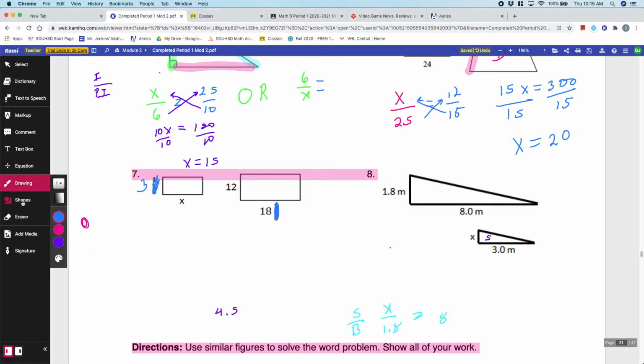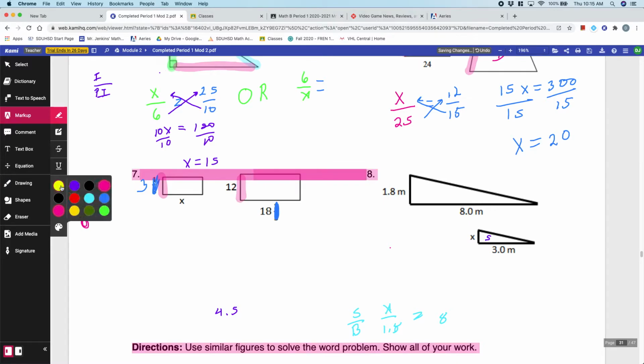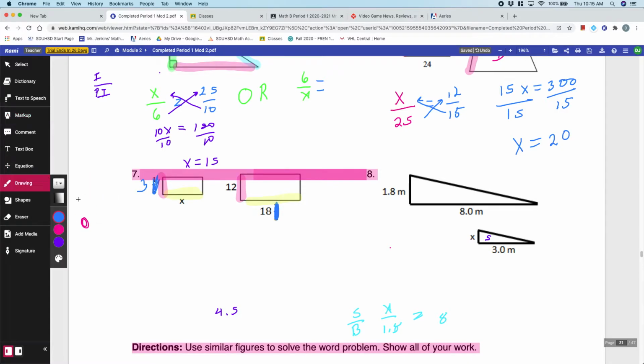One more time, let's go ahead and match these corresponding sides. So I'm going to have this pink side match up with this pink side, and then down here at the bottom, this yellow side match up with this yellow side. Now, I always label these as big and small, so this is my small side, this is my big side, and let's go ahead and match up.